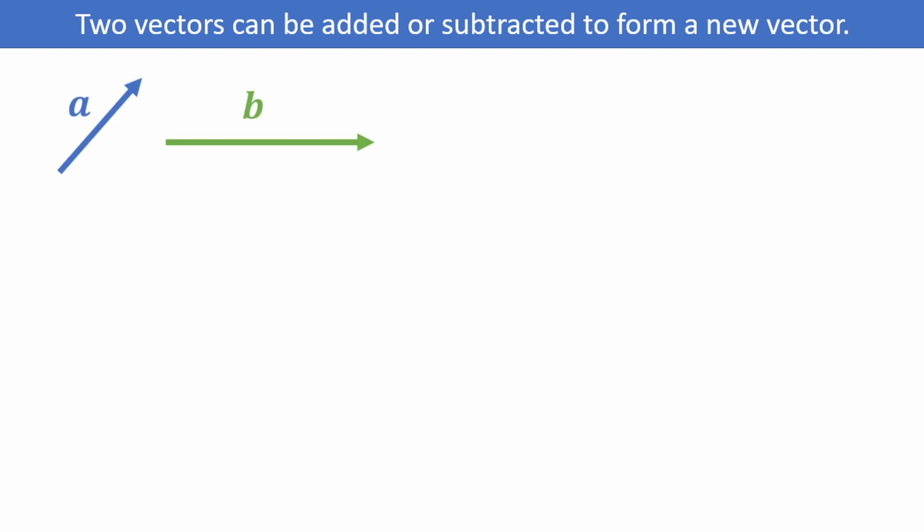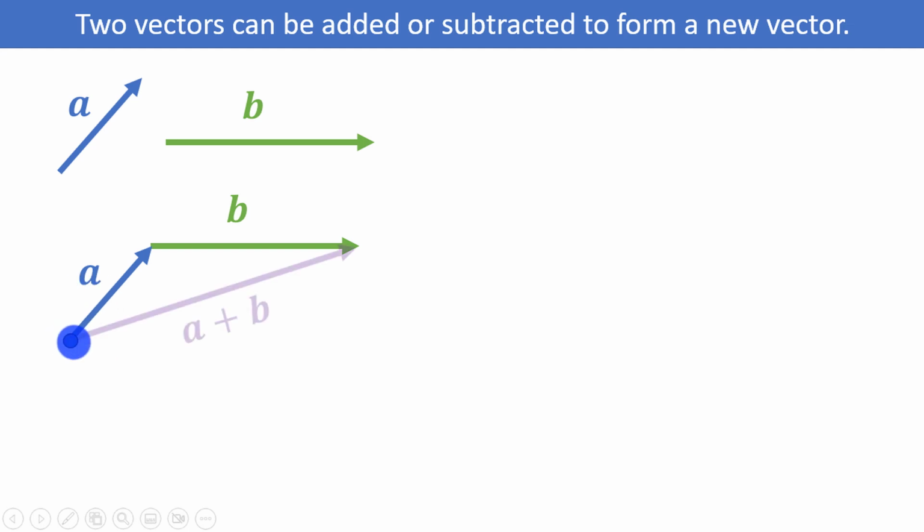For example, consider these two vectors, A and B. A starts at this point and ends over here, and B starts at this point and ends over here. If we were to place B right at the ending point of A, we would have these two vectors. The vector A plus B would be the vector that starts at the same place as A and ends at the same place as B, if B starts right where A ends. So the vector here in purple would be A plus B.